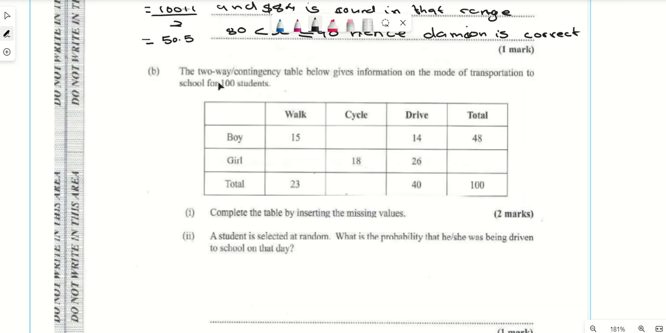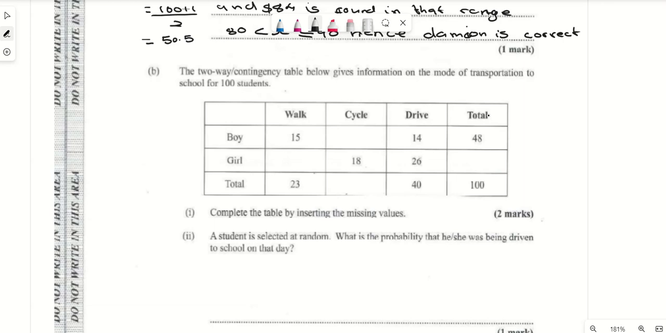Part B, the two-way contingency table below gives the information on the mode of transport to school for 100 students. So we know the total is 100, right? Complete the table by inserting the missing values. So when we talk about boys, we have 15 walk, we don't know what is cycle, 14 drive, and the total would be 48 in boys.